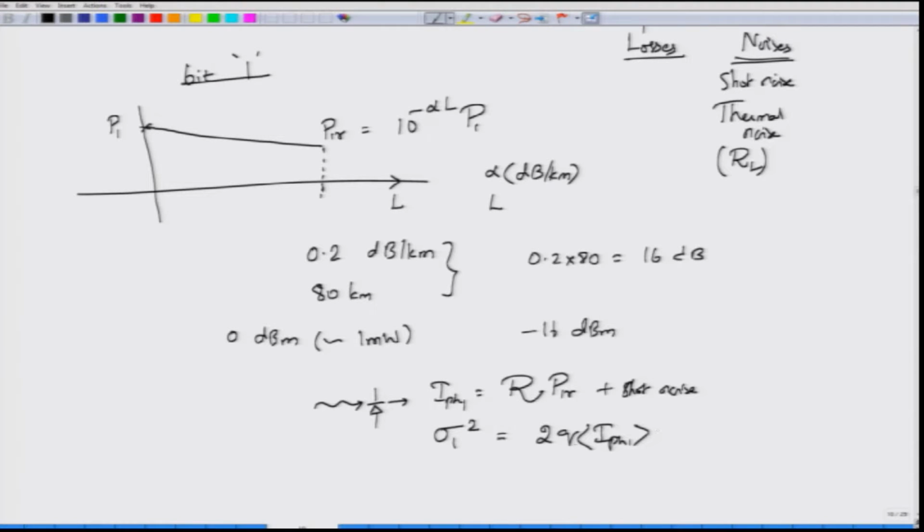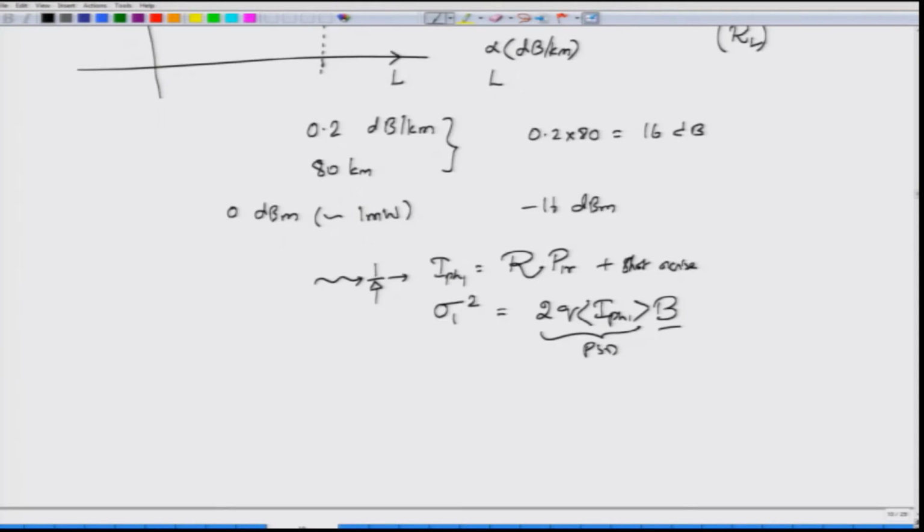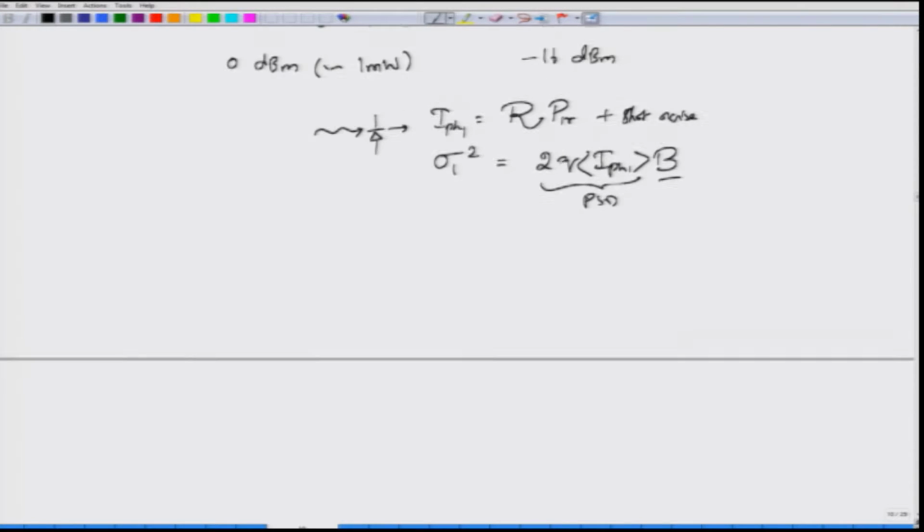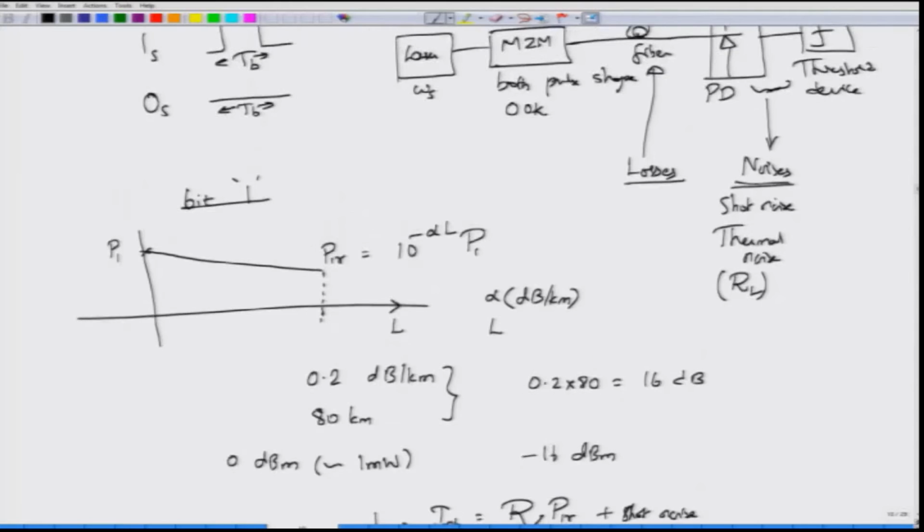So, sigma 1 square is given by 2q times the mean value of the photocurrent, which I am denoting by these brackets, times B. If you have an electrical bandwidth of B, then the total noise in that bandwidth will be the spectral density multiplied by the bandwidth. So, this is the power spectral density, and this is the bandwidth that you are looking at. Okay. So, you assume that the optical filters you put are pretty large in bandwidth.